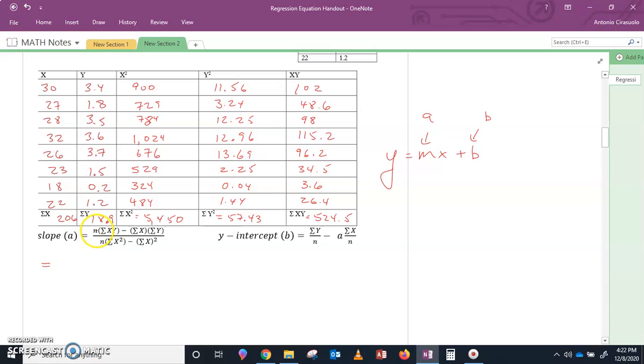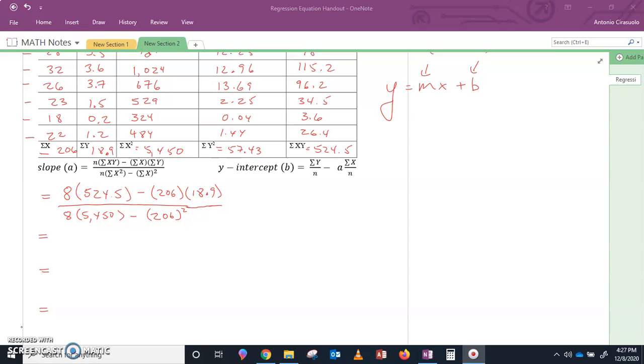In this case, n is the number of data points we have. We have 1, 2, 3, 4, 5, 6, 7, 8 data points, or data pairs. We're going to multiply that by 524.5, and then from that, we're going to subtract the sum of the x's times the sum of the y's. That's all going to be over n equal 8 data pairs times the sum of the x squared, 5450, minus the sum of the x's, 206, quantity squared. So this gives us the following.